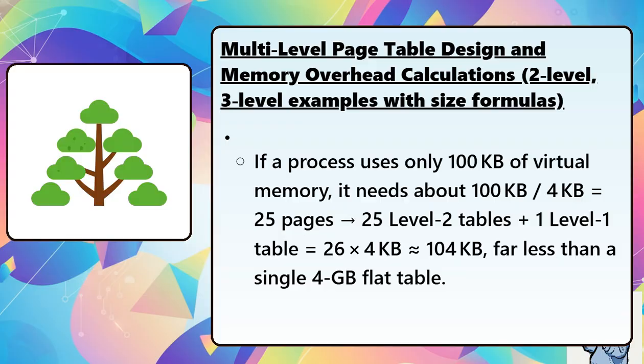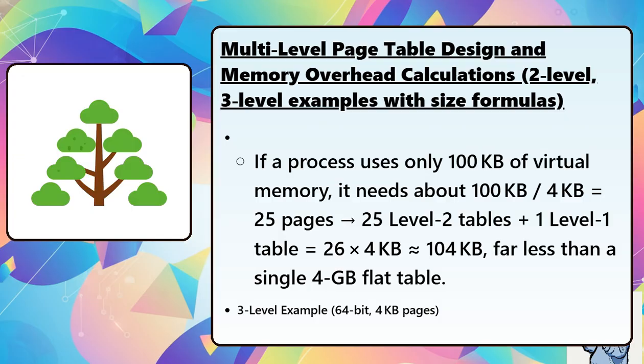If a process uses only 100 kilobytes of virtual memory, it needs about 100 kilobytes divided by 4 kilobytes equals 25 pages, which becomes 25 level 2 tables plus 1 level 1 table, equals 26 times 4 kilobytes, approximately 104 kilobytes, far less than a single 4 gigabyte flat table.